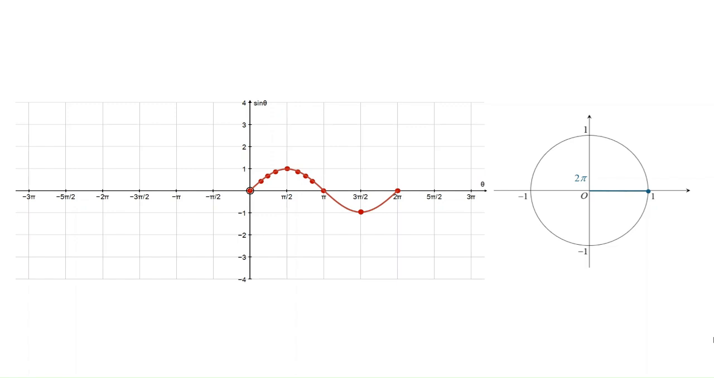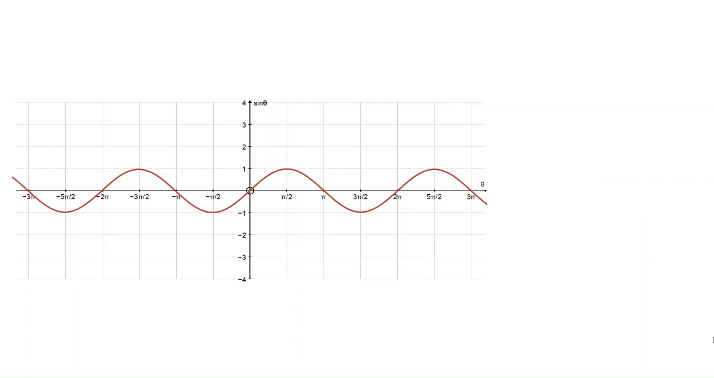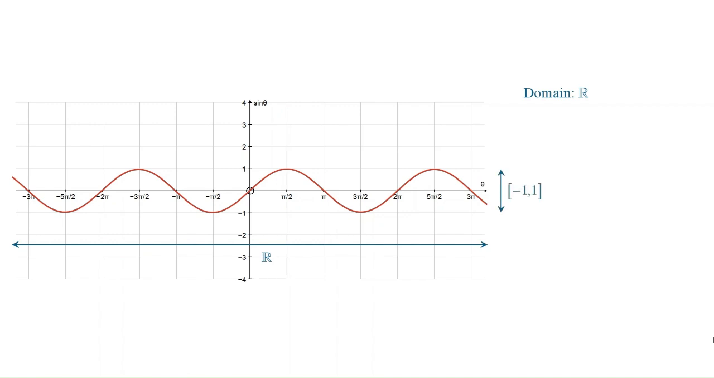As sine has a period of 2 pi, then we complete the curve repeating it over every interval of length 2 pi in both directions. Then the graph of y equal to sine theta is this sinusoidal function repeating every interval of length 2 pi. Notice it is defined for all real numbers and it has a range from negative 1 to 1, then a maximum of 1 and a minimum of negative 1.